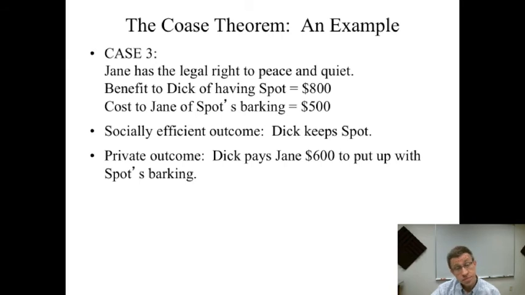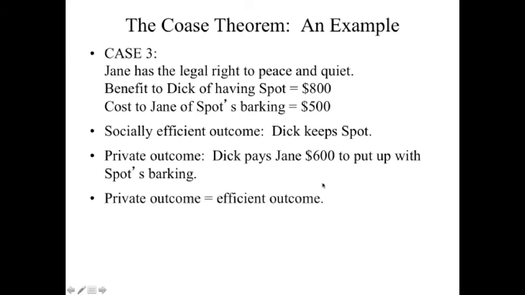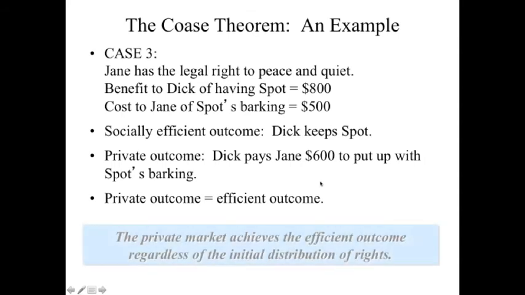Okay, as you see, Dick pays Jane $600. Jane views $600 as better than the cost of the barking. Dick's happy to have the dog and thinks $600 is better than losing the dog, which would cost him $800. And you do reach the efficient outcome.